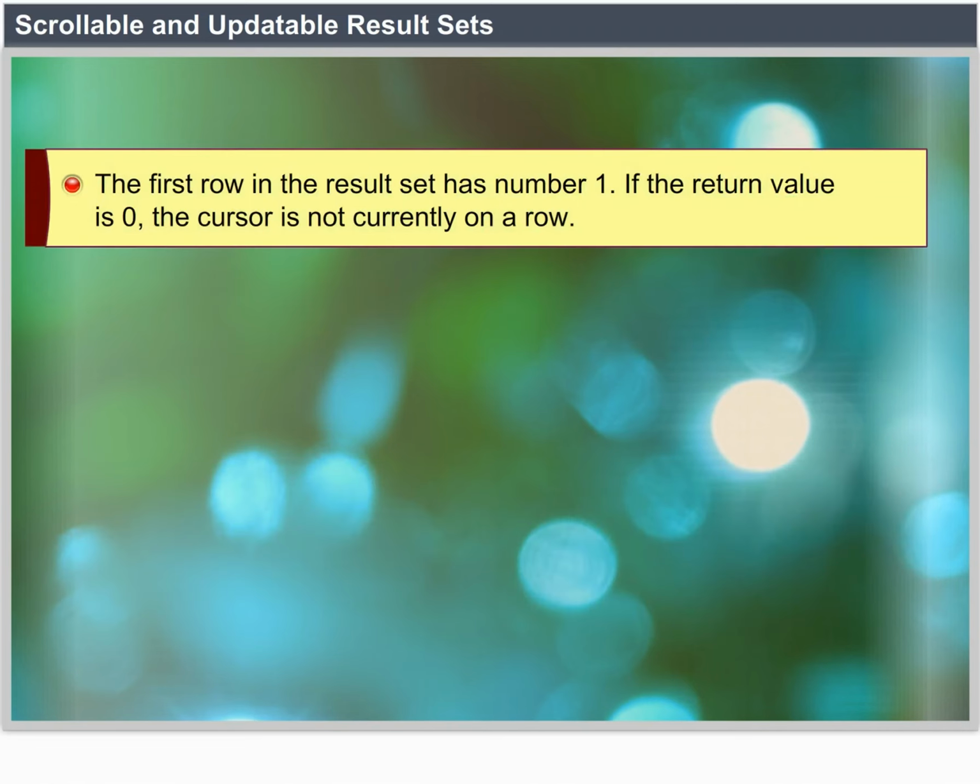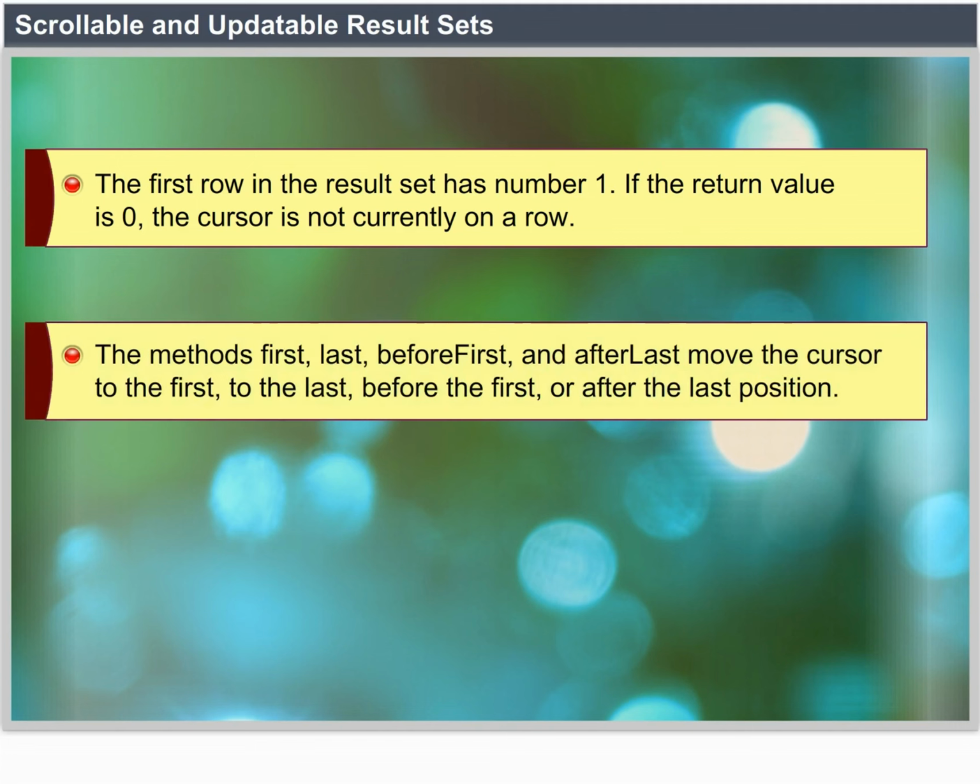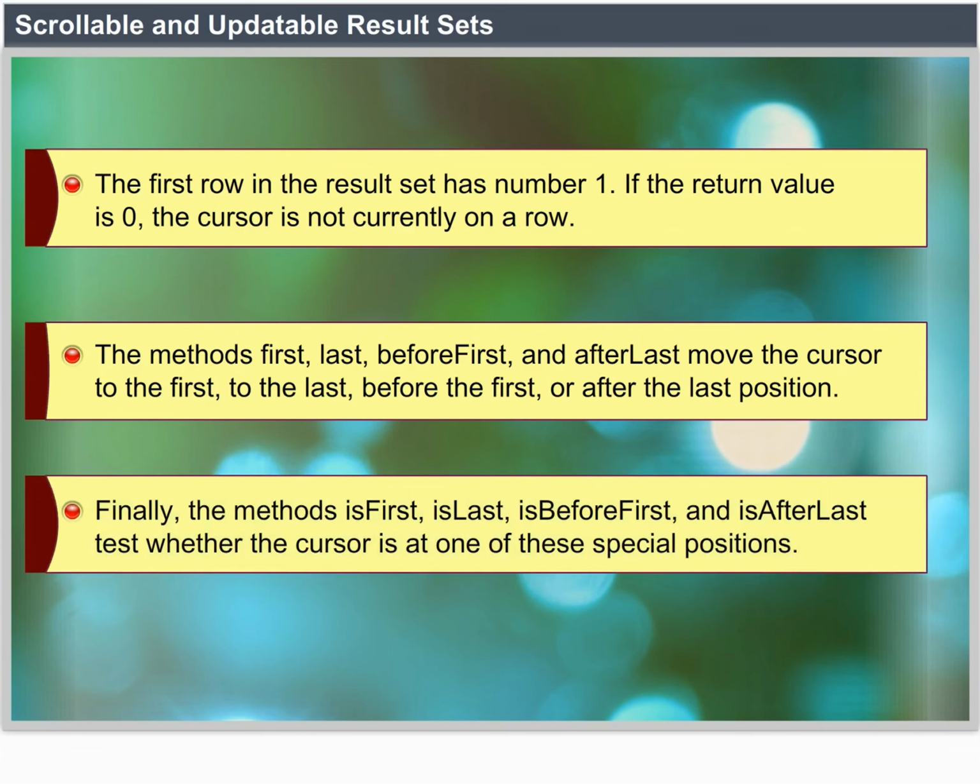The first row in the result set has number 1. If the return value is 0, the cursor is not currently on a row. The methods first, last, beforeFirst and afterLast move the cursor to the first, to the last, before the first or after the last position. Finally, the methods isFirst, isLast, isBeforeFirst and isAfterLast test whether the cursor is at one of these special positions.